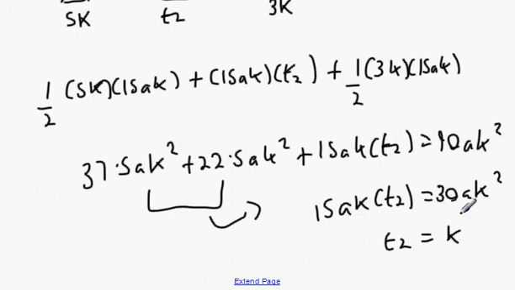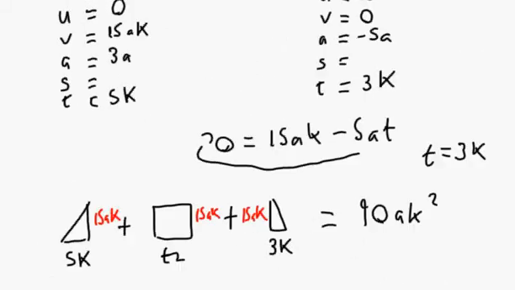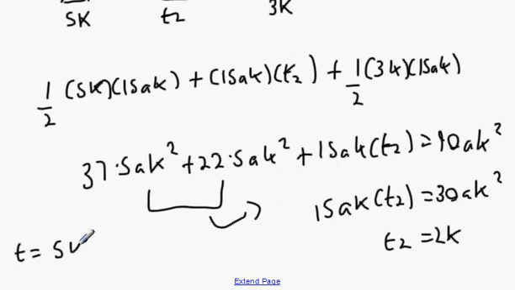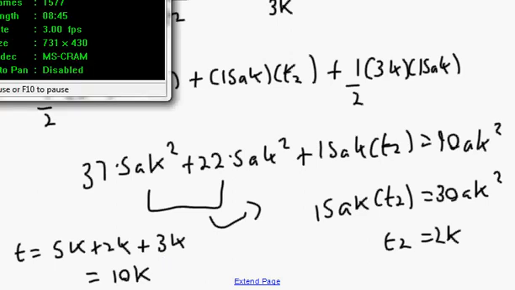Alright, and this brings the total time to 2k, excuse me. So the total time is going to be: t1 was 5k, t2 was 2k, and t3 was 3k, and all that together gets you 10k. So 10k is the total time when we have a speed limit. Is that okay, Grant? That's the answer when you have a speed limit of 15ak.